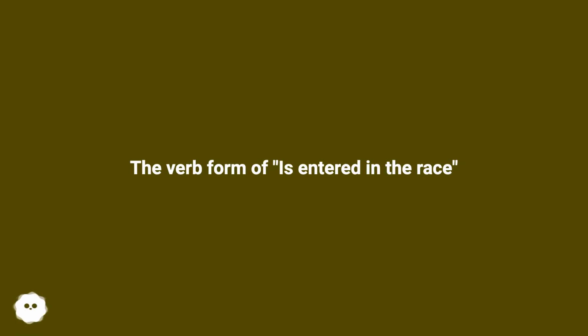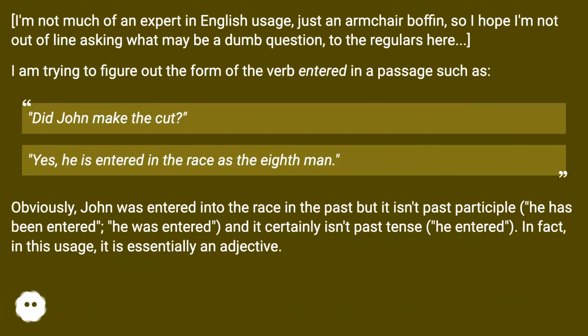The verb form of "is entered in the race." I'm not much of an expert in English usage, just an armchair boffin, so I hope I'm not out of line asking what may be a dumb question to the regulars here. I am trying to figure out the form of the verb "entered" in a passage such as, "Did John make the cut?" "Yes, he is entered in the race as the 8th man."